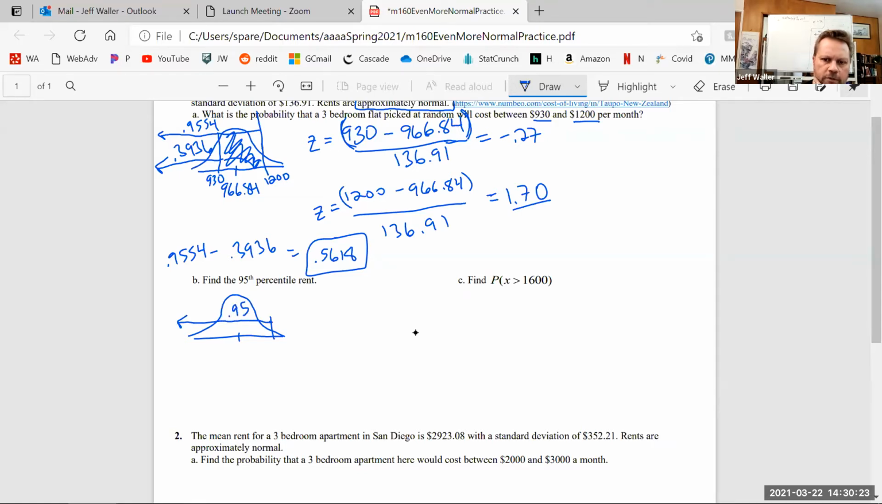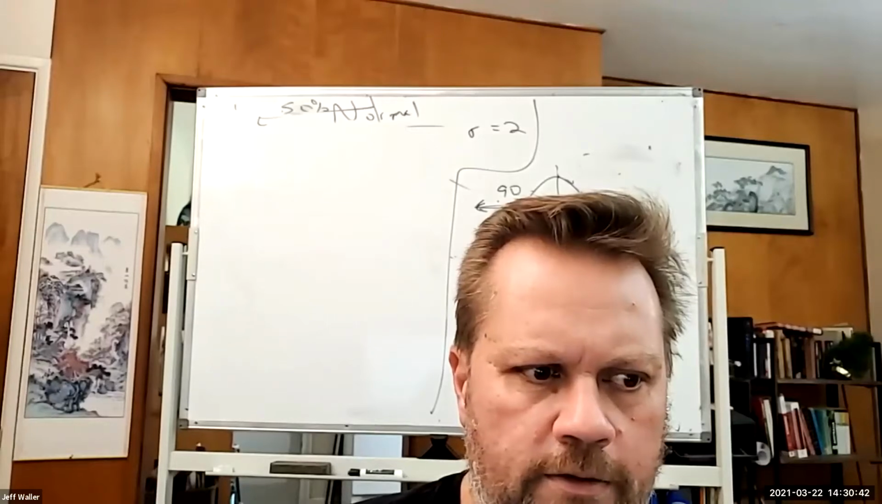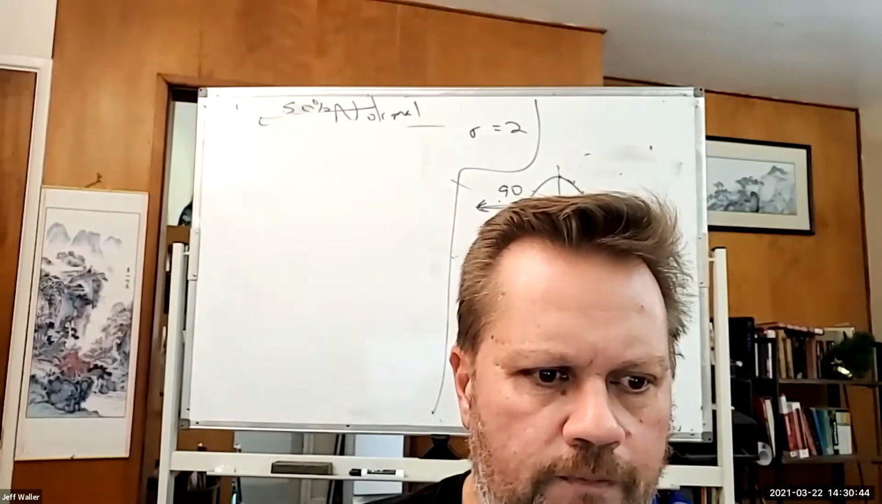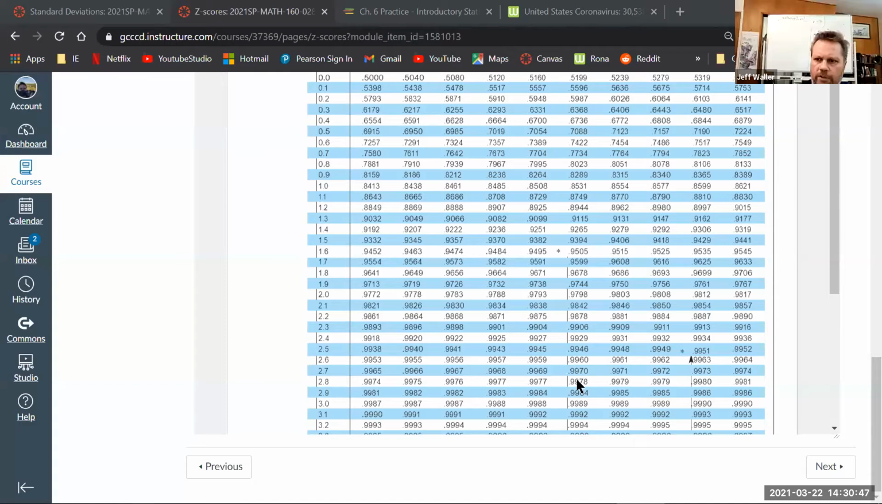So what people do is they'll write 0.95 and then they'll look it up as if it is a Z-score. That is not a Z-score, right? That's a percentage. You have to figure out what the Z-score is. So again, I've got to look up 0.95. Now, what happens when you try to look up 0.95? I think this is the first time, maybe the second time this has happened to us.